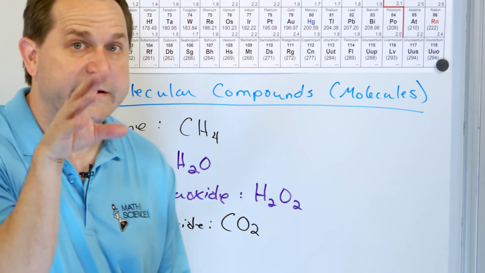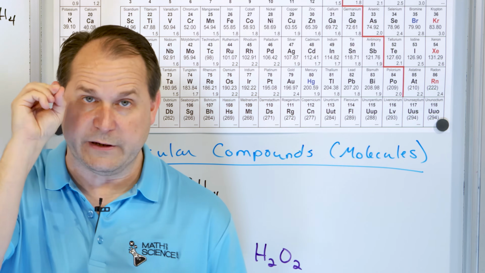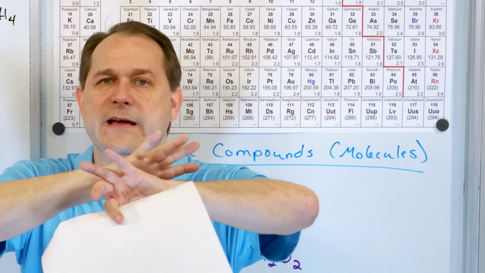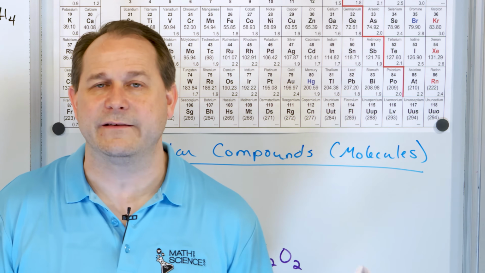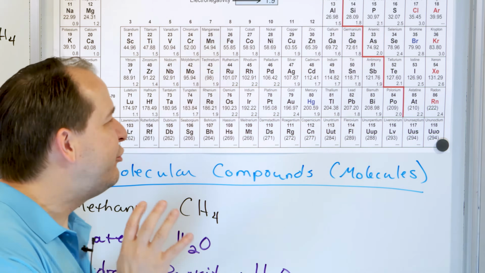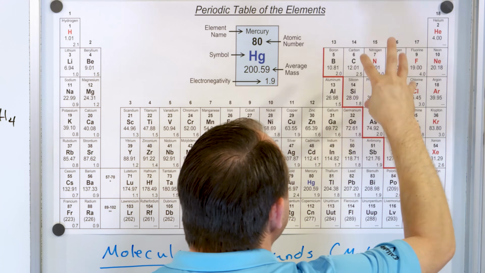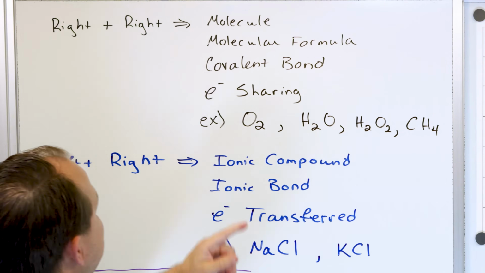Now, I've been dancing around the issue. Finally, I want to dot the I's and cross the T's and make sure we understand. We have illustrated 2 broad classes of bonding. We said that when 2 or more atoms on the right-hand side of the periodic table bond together, we called it a molecule.